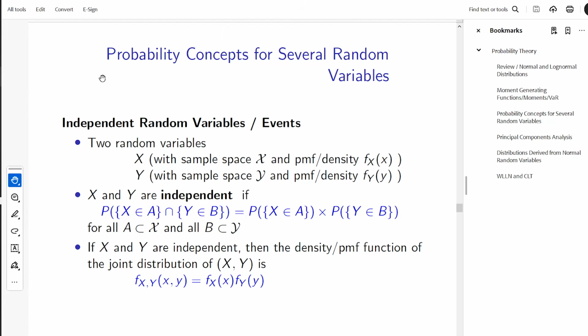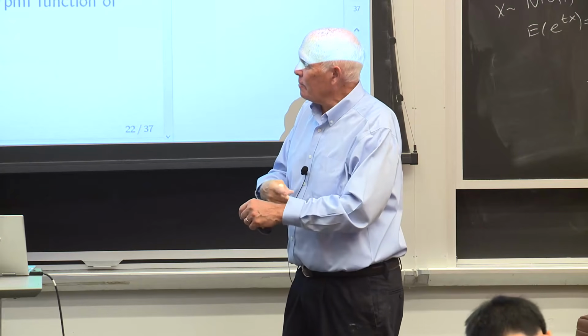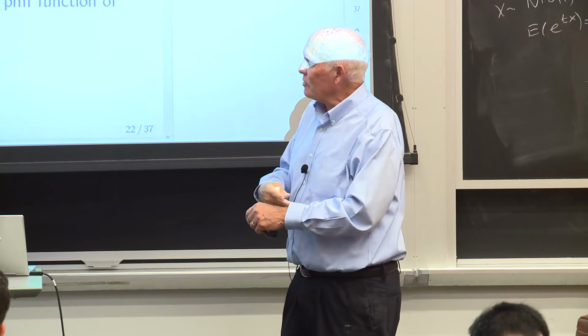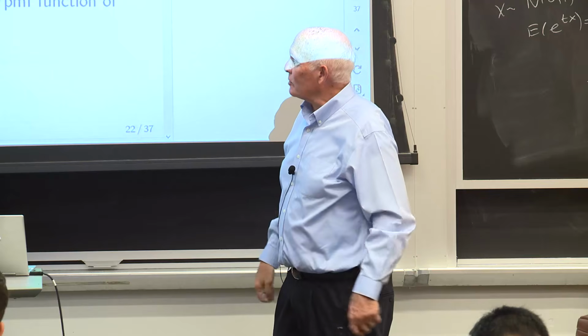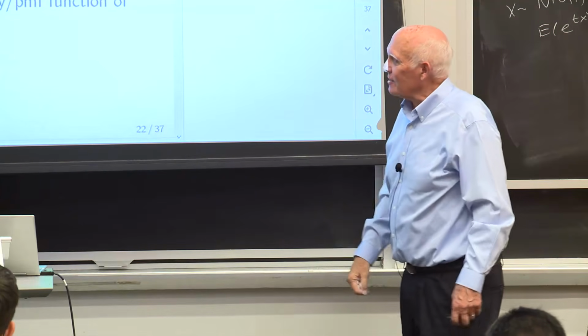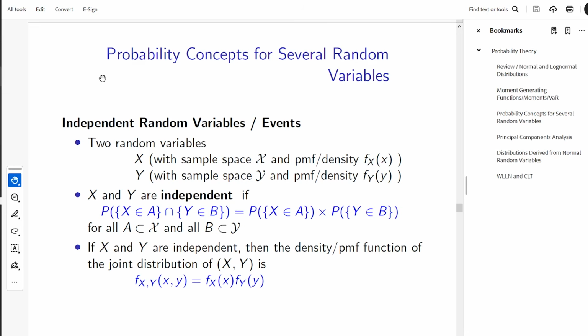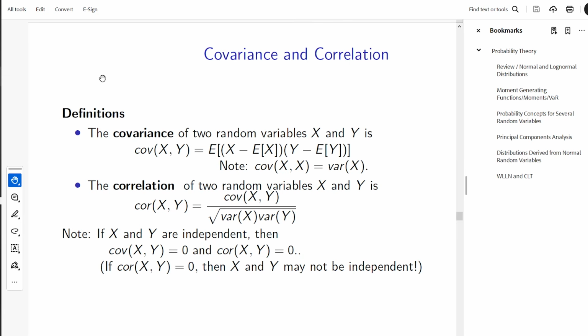And so for densities or probability mass functions, we have this property of the joint density function factoring into the product of the marginal densities of each of the random variables. And it works for continuous or discrete distributions as well. So independence means that basically knowing one variable doesn't give us any insight on the value of the other variable.